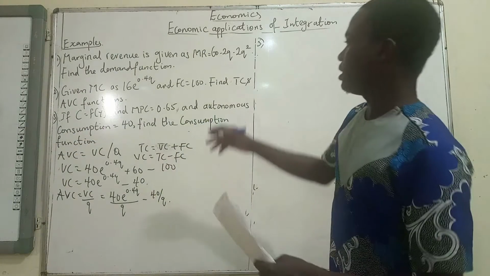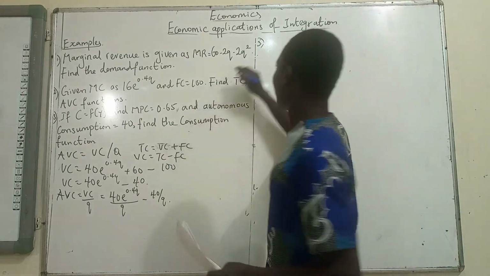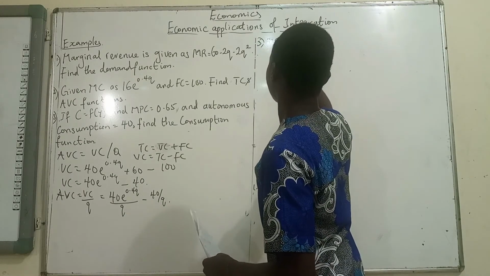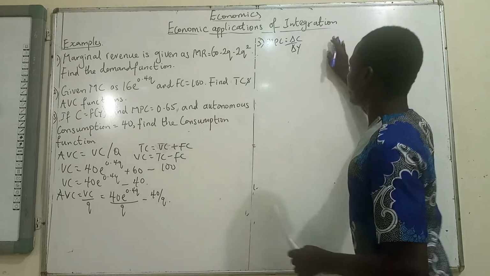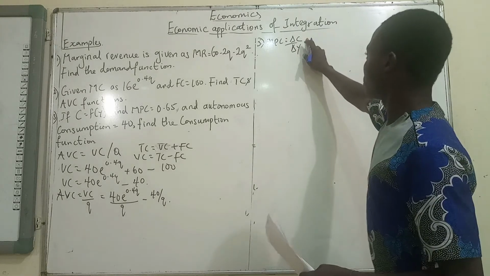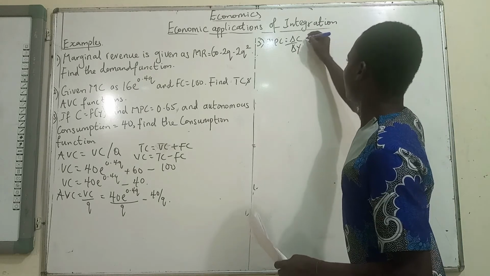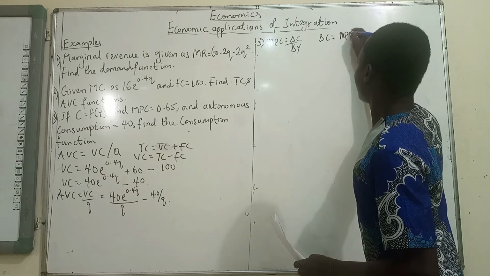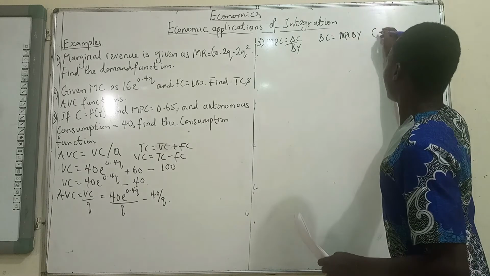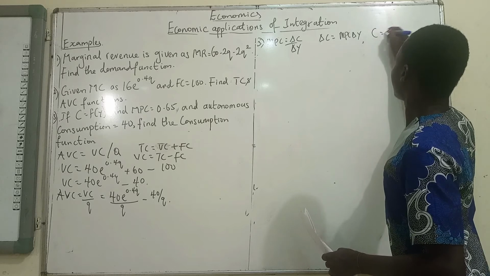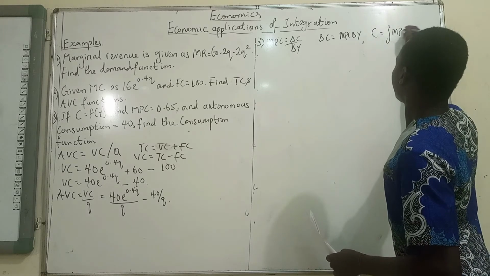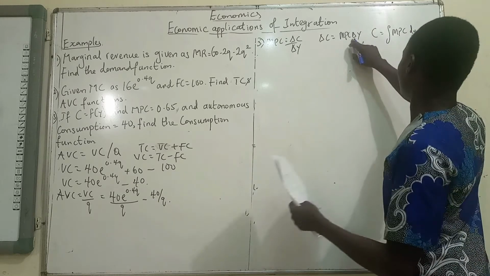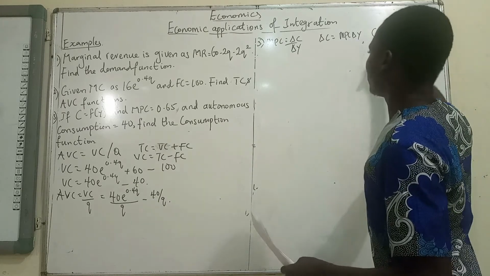Now the last question. If C is a function of y, MPC is basically change in C over change in y. What we are looking for is the total cost, the consumption function. So change in C is going to be equal to MPC times change in y, and then C itself is going to be equal to the integral of MPC with respect to y, dy. Let me just write dy. So this is the same thing as delta y, dy. I think I prefer writing something like this.